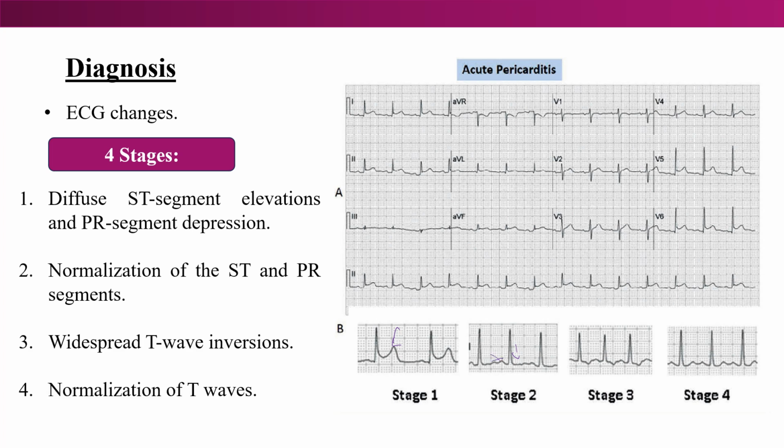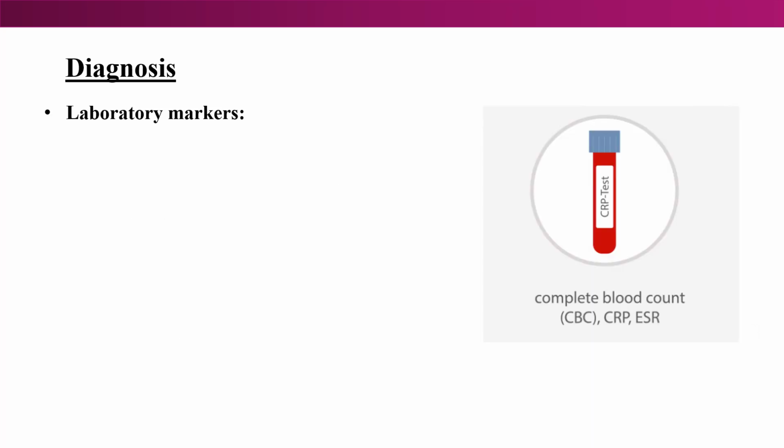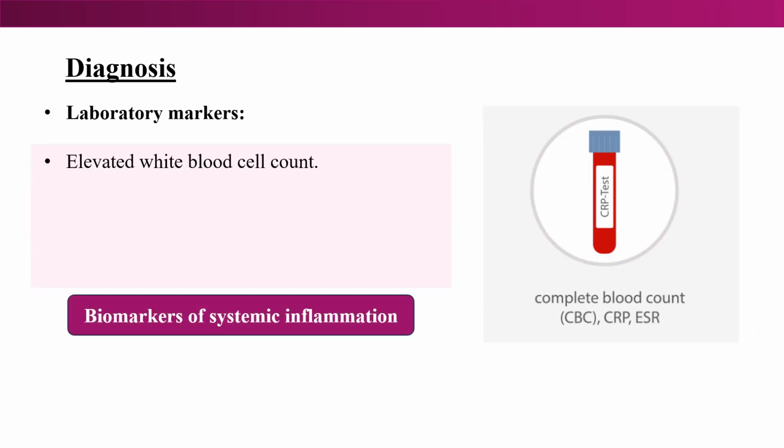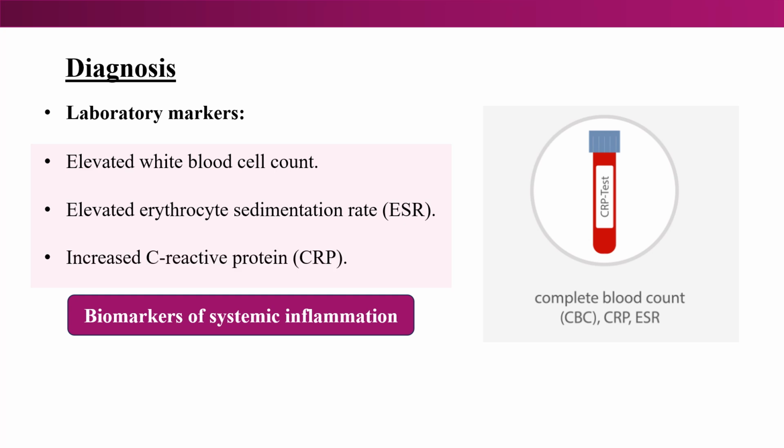Normalization of T-waves. Laboratory markers of systemic inflammation may also be present, including an elevated white blood cell count, elevated erythrocyte sedimentation rate, ESR, and increased C-reactive protein, CRP. Increased CRP is not present in all cases. However, it can be used to monitor disease activity and length of treatment needed.